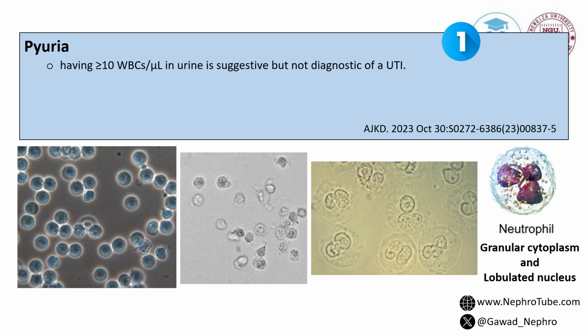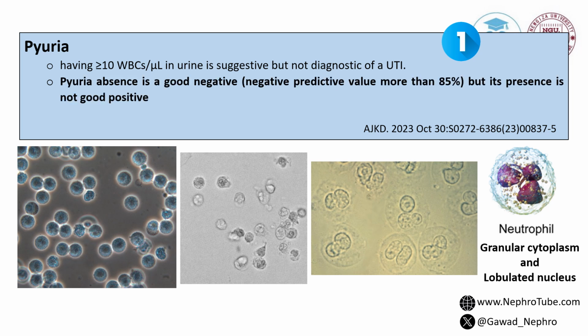Regarding pyuria, to diagnose urinary tract infection, you have to find 10 or more than 10 white blood cells per microliter in urine. But this will be suggestive but not diagnostic of urinary tract infection. Pyuria absence is a good negative, but its presence is not a good positive. So pyuria is a good negative test, its absence excluding the presence of urinary tract infection, but it may be present in other scenarios without urinary tract infection. So it is not always diagnostic.